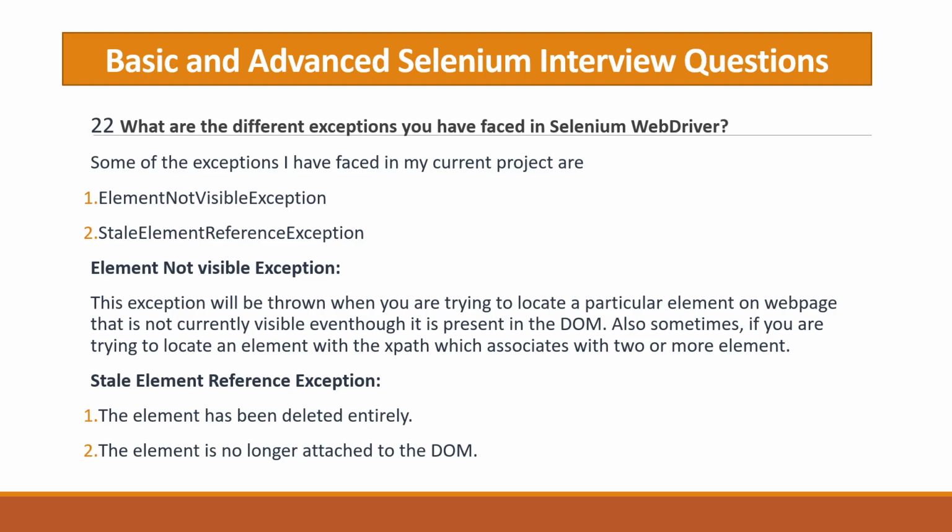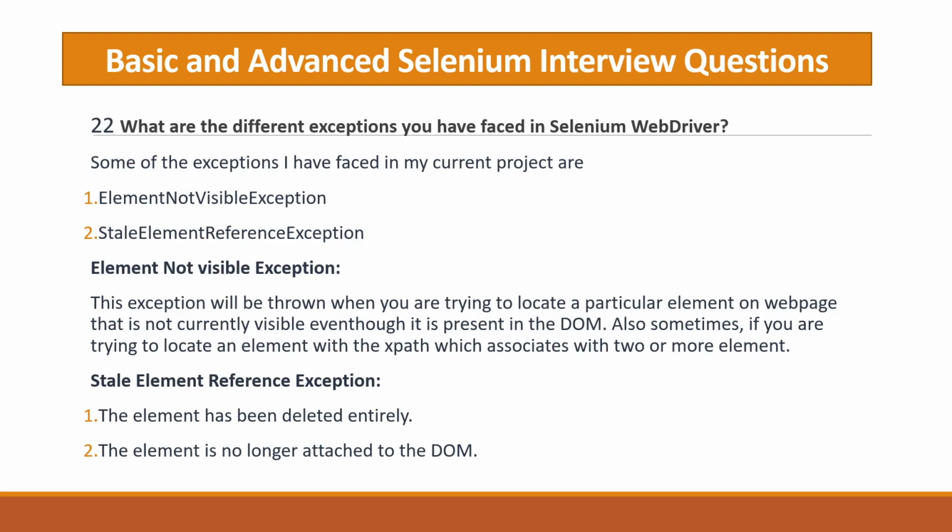If you are trying to locate an element with an XPath which is associated with two or more elements, two or more elements are highlighted, so it is not able to click, because with the same XPath three or four elements are highlighting. That's why we get this no such element or element not visible exception. When it comes to stale element reference exception, we can consider two ways here. The first is that the element has been deleted entirely, or the element is no longer attached to the DOM.